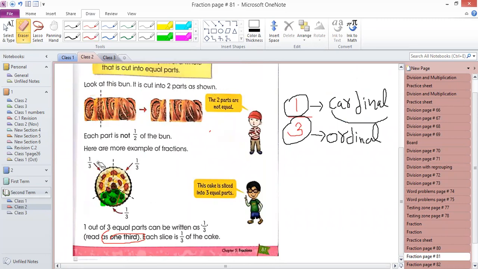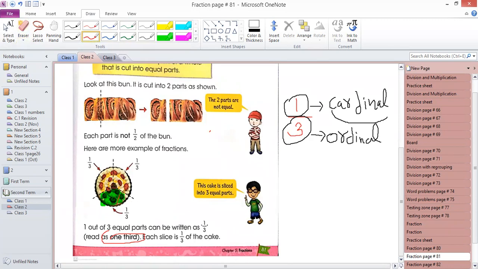Now, how to write this 1 over 3? Look at this cake. This is divided into 3 equal parts and each part is 1/3. The cake is sliced into 3 equal parts. So guys, 1/3, how will you say 1 over 3? You will read it as one third.